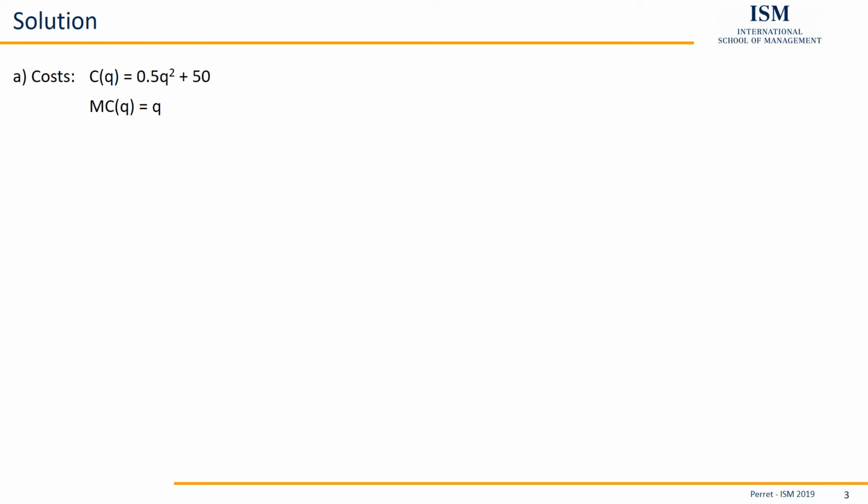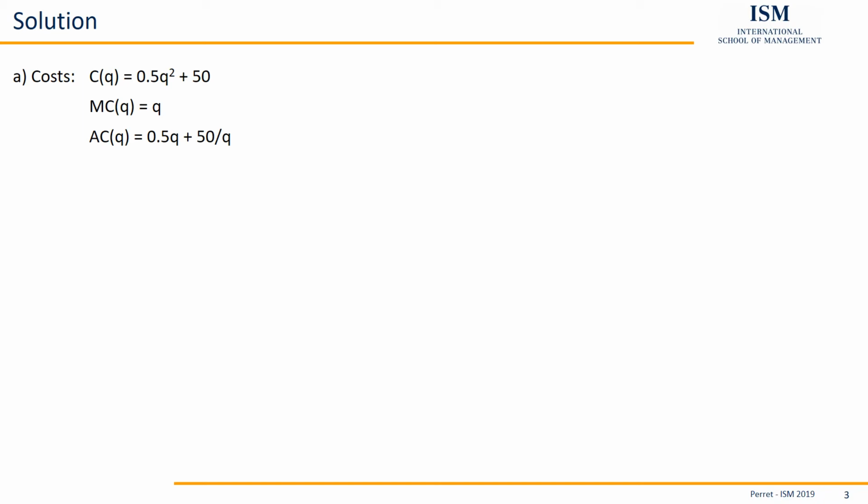And for the average costs, we basically only take the cost function and divide this by the production, so we divide this by q. So then we have 1/2 q plus only 50 divided by q. So that's the first part.